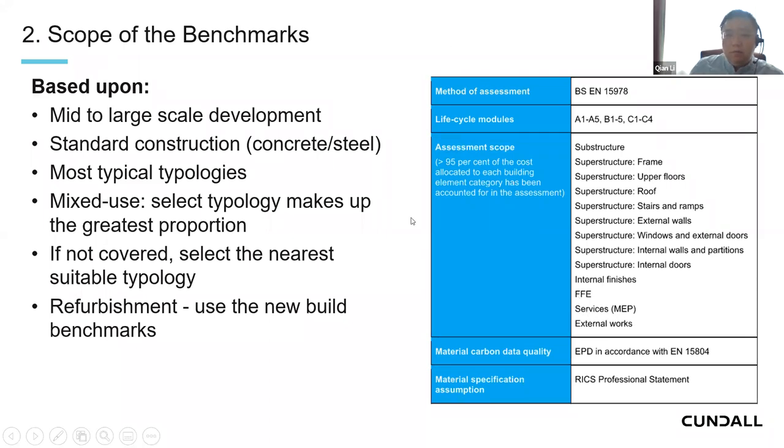When we produced the initial documentation, TM65 was not available. But during the consultation period, TM65 became available and we made reference to this document and created a list of MEP items that need to be included, normally those with a high carbon impact.